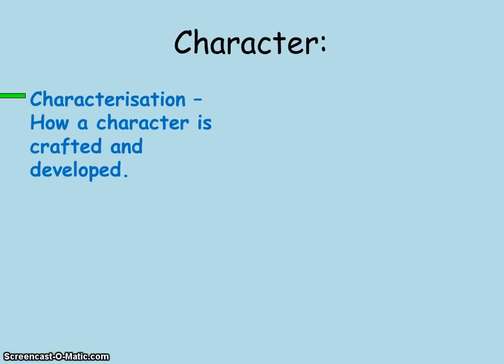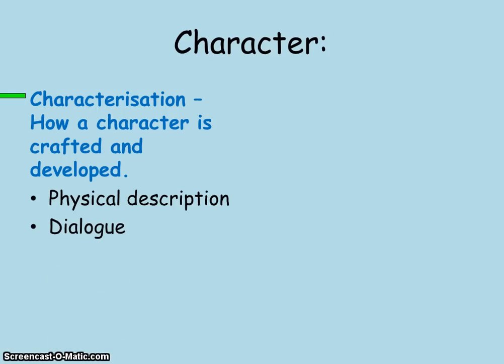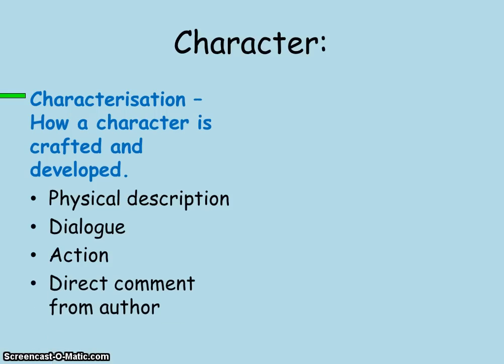Okay, so moving on from that, we have character. So you need to think about characterization. This is how a character has been crafted and developed by the author. And these are the types of things you need to think about: physical description, dialogue, which is speech, action, so what they're doing, and the direct comment from the author, so what they're saying about the character.